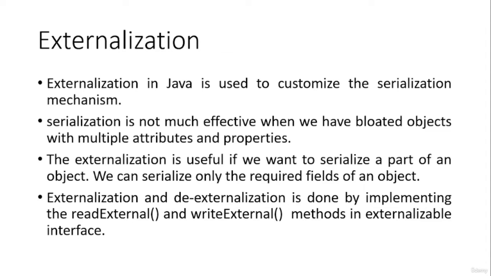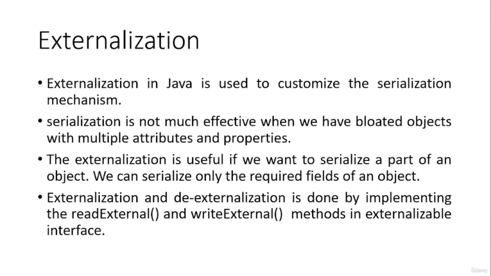In the last lecture we saw that there is a transient keyword which we can use to customize some of the serialization mechanism. But if it is a large, bloated object, it is very difficult to manually add all the transient keywords, and all the manual handling will be difficult. So at that time we can use the externalizable interface, and we can use the externalization process.